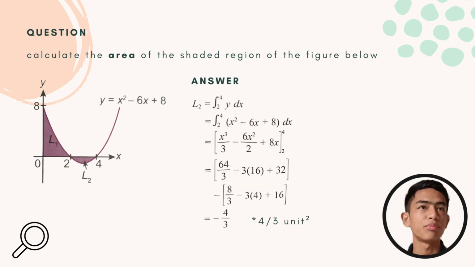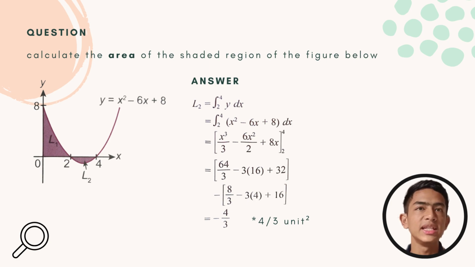Thank you, Saiful. I will now be taking this part. Now, let us find the second area, which is L2. L2 is equal to the integral of y dx with lower limit 2 and upper limit 4. First, insert the equation that is equal to y. So it will be the integral of x squared minus 6x plus 8 dx. Then we integrate them. We get x cubed divided by 3 minus 6x squared divided by 2 plus 8x. And don't forget to put the lower and upper limits.